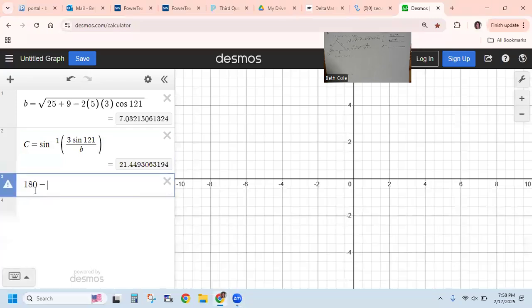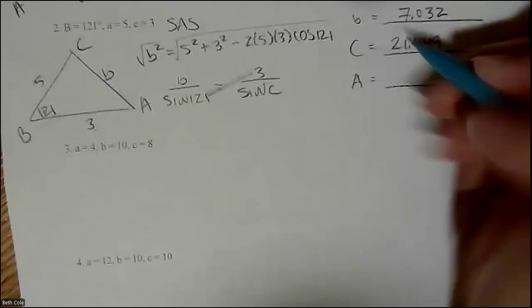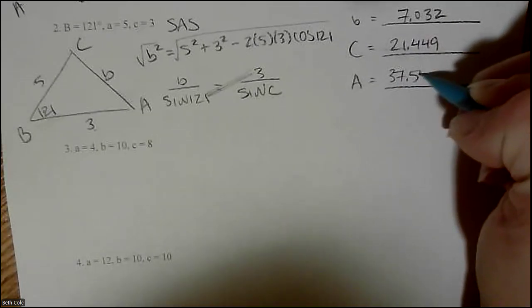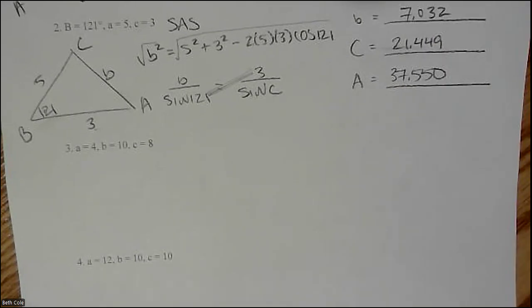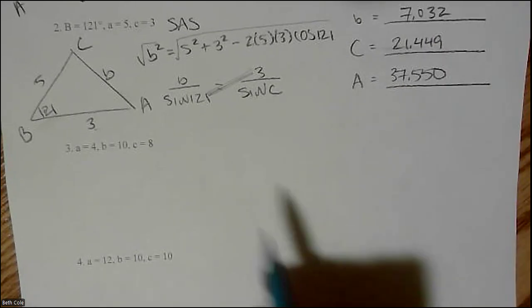So 180 minus 121 minus angle C. So A is 37.550. So that is how it turns out when it is side angle side.